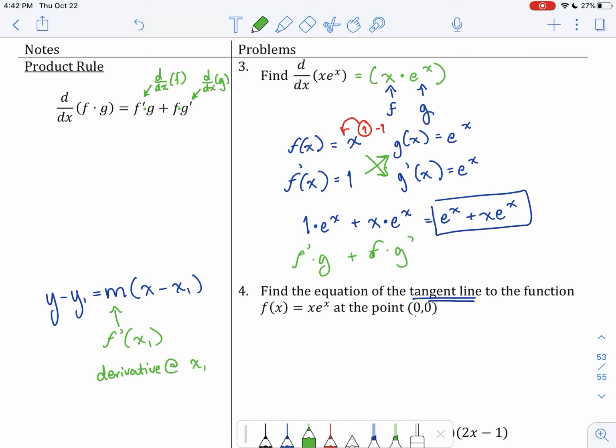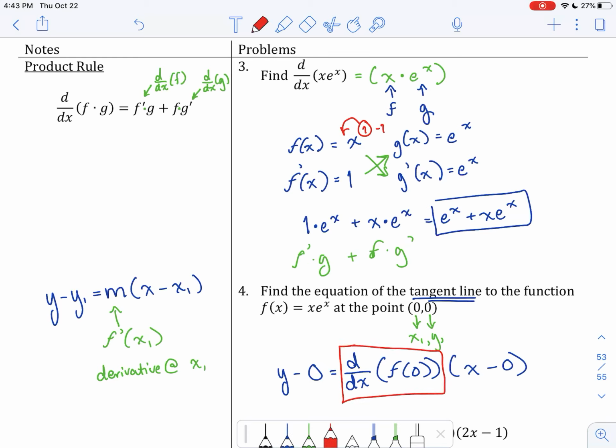So we know our x1 and y1, they're from here, the ordered pair x1, y1, for our function. So we'll start with y minus 0, and this would be equal to the derivative. It might be written as d/dx of f of x at 0. So that'd be one way to write it, and x minus 0. So here is our slope, and we need to figure out what that is.